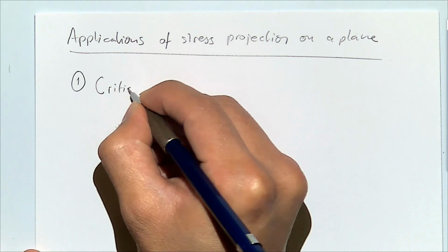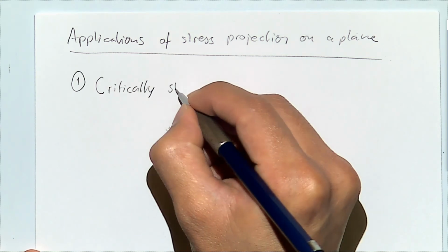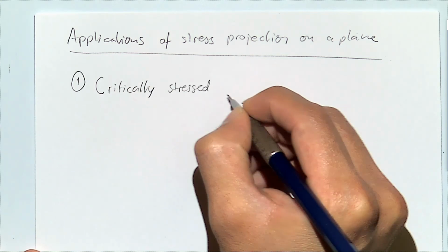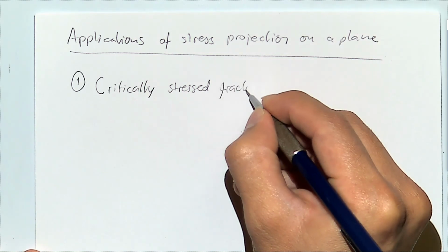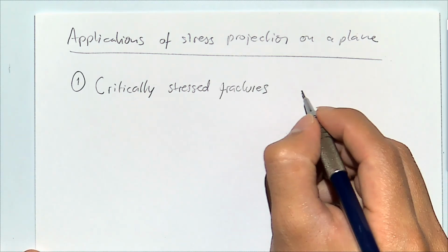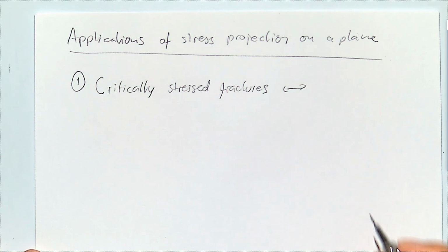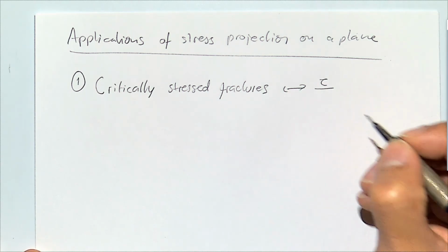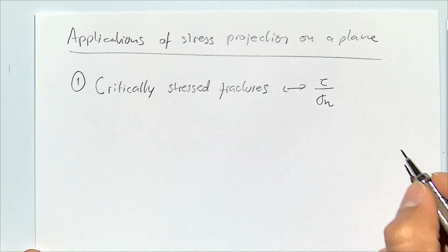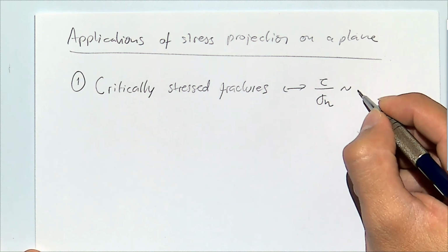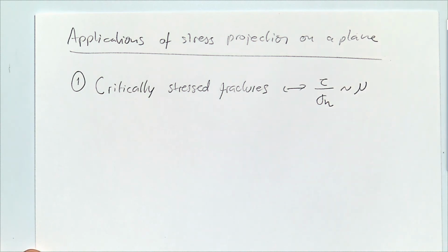And that's something which is called critically stressed fractures. These critically stressed fractures have a ratio of shear to effective normal stress which is similar or close to the friction angle.